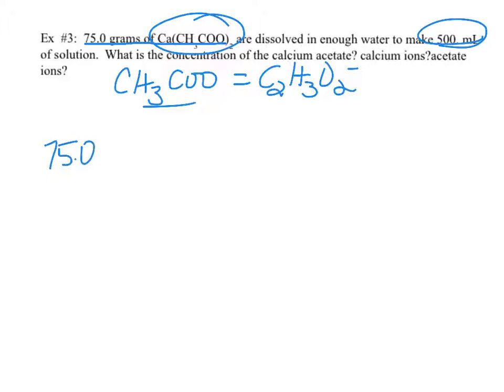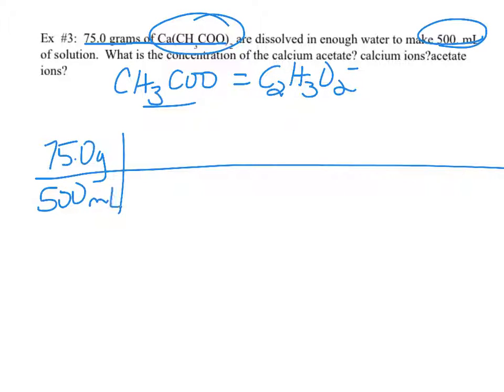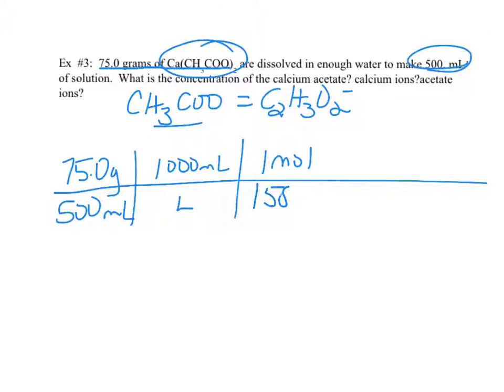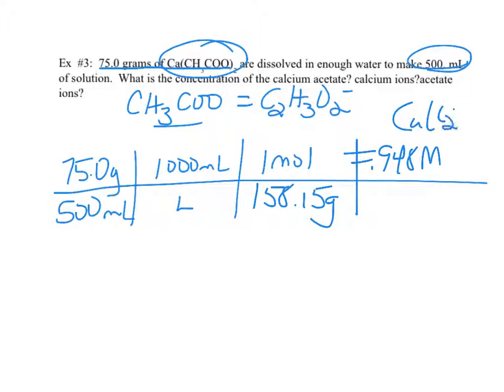So I'm going to start with my mass over volume. If you're comfortable and you want to do 75 over 0.5 liters, that's fine. If you need that step, that's fine too. To cancel your grams, you need your molar mass. That gives you 0.948 molar of the calcium acetate. Again, in either form you can write it. So that's the first part of the question.